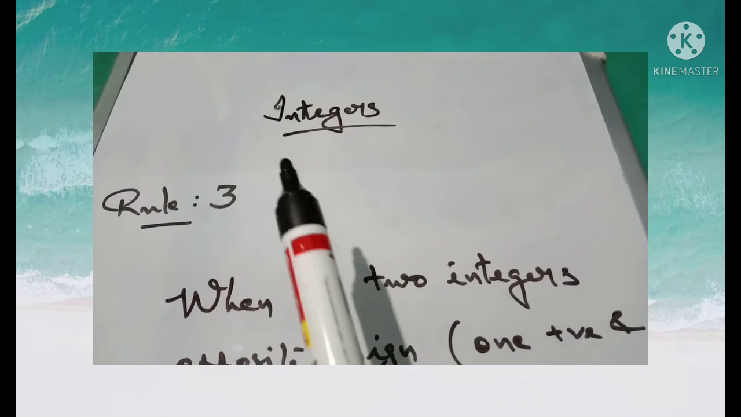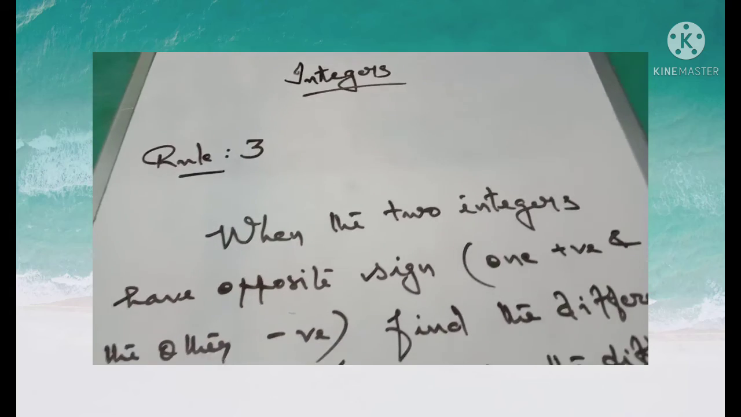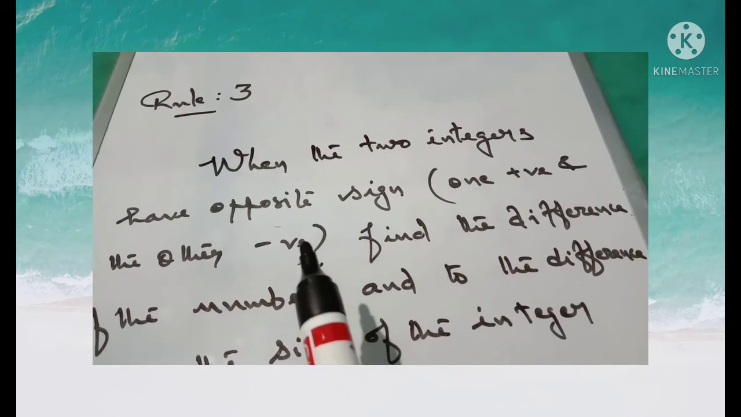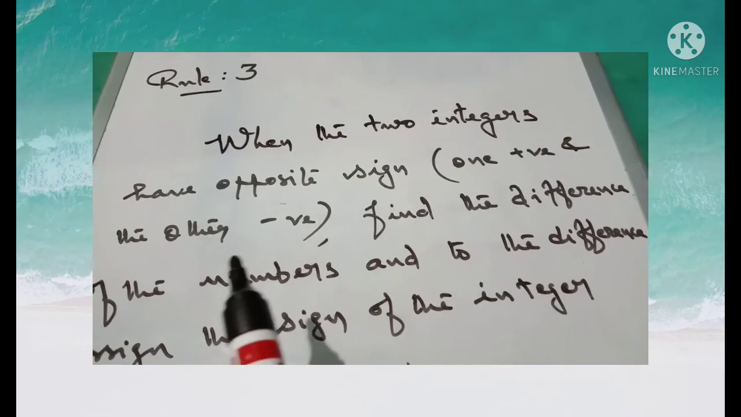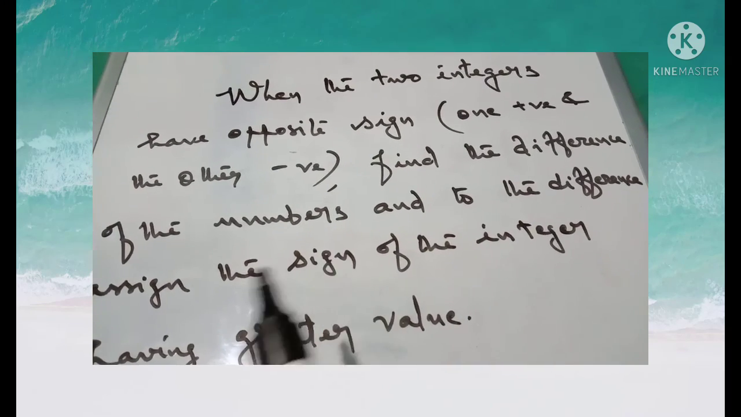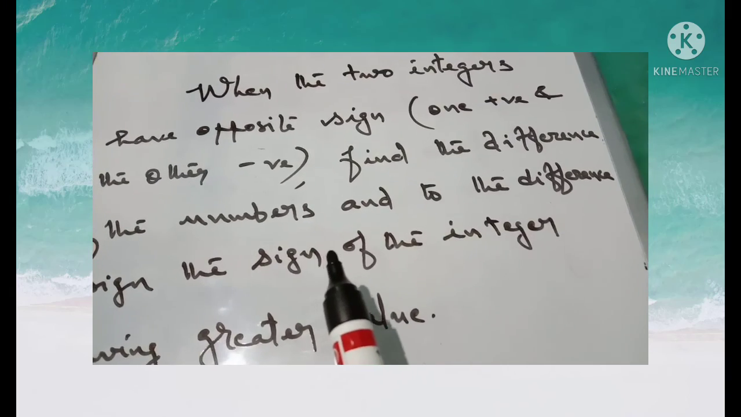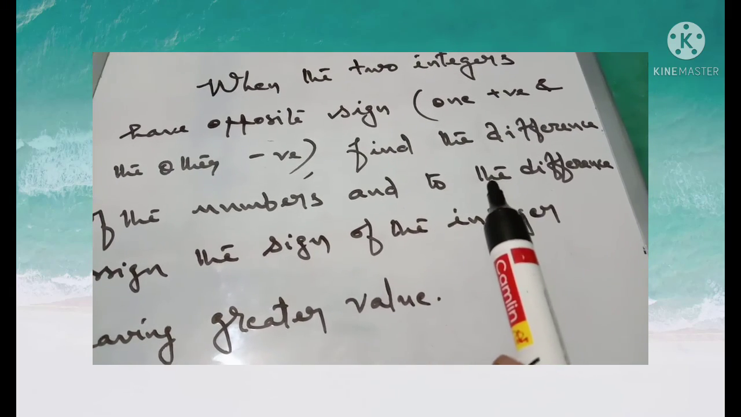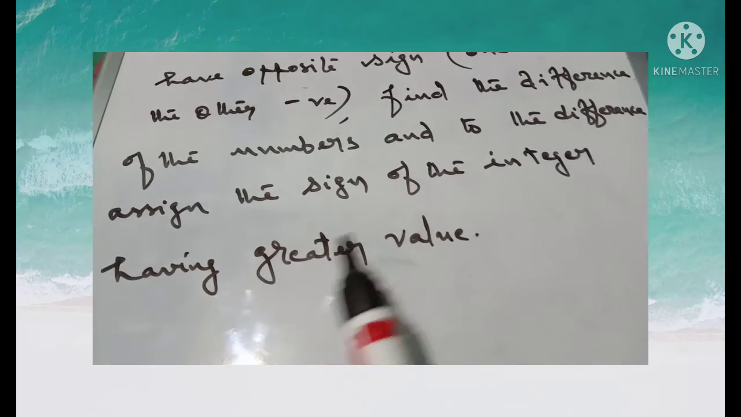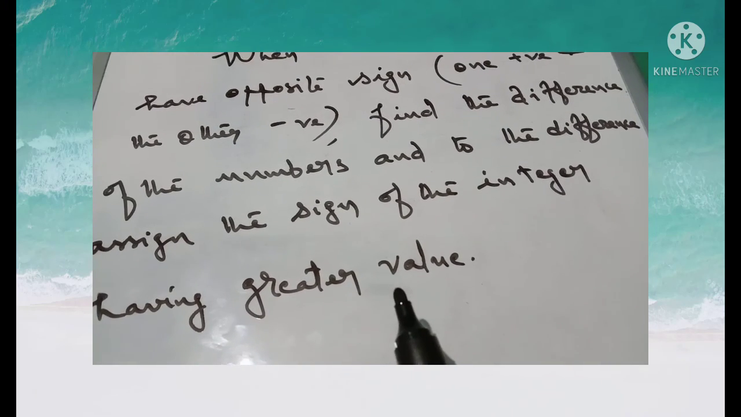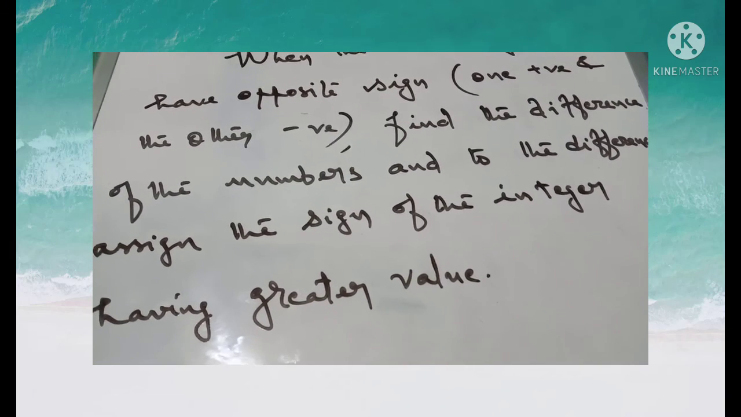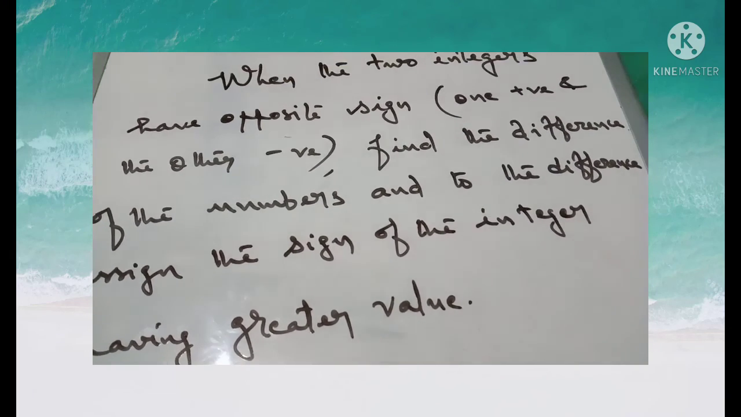Now, see children, integers rule 3. What it says? When two integers have opposite sign, one positive and other negative, then find the difference of the numbers. That means you have to subtract it. And to the difference, means to the answer, assign the sign of the integer having greater value. And we had already run the examples, right? Okay, so learn it. I'll be giving more examples.